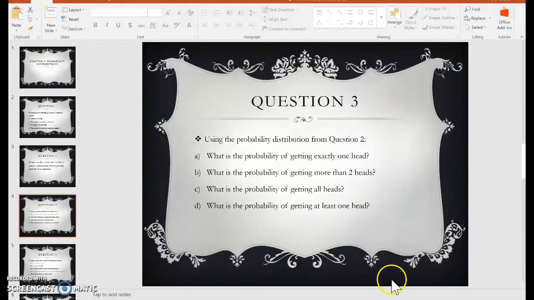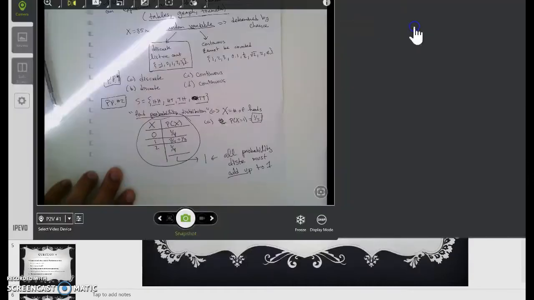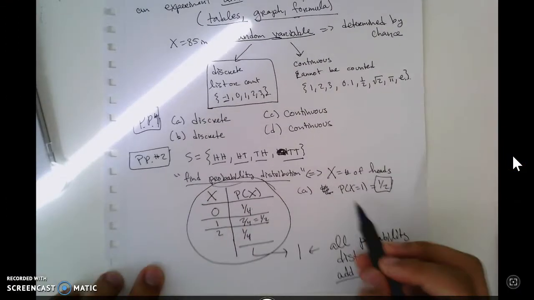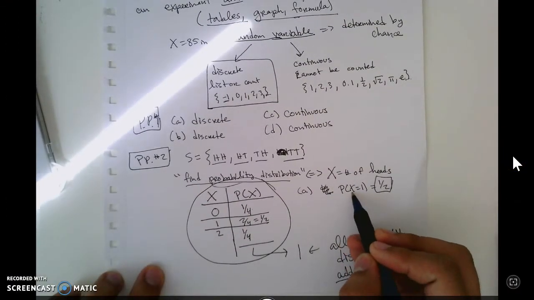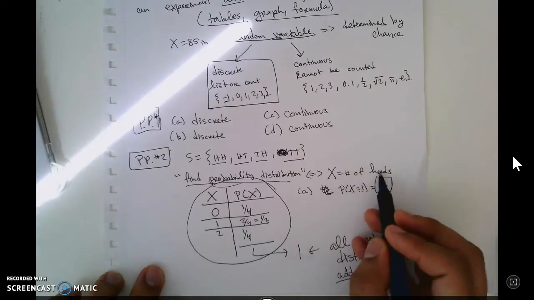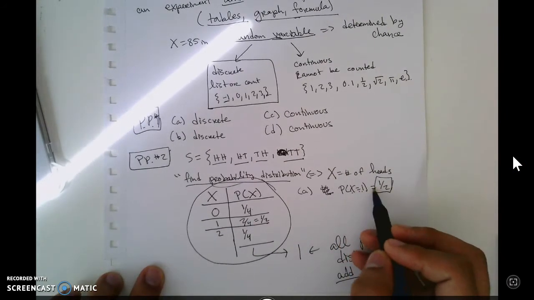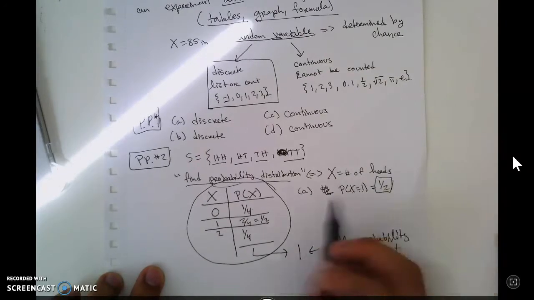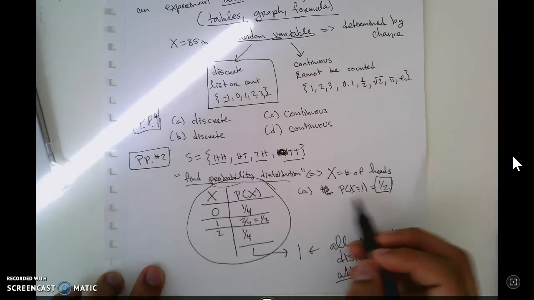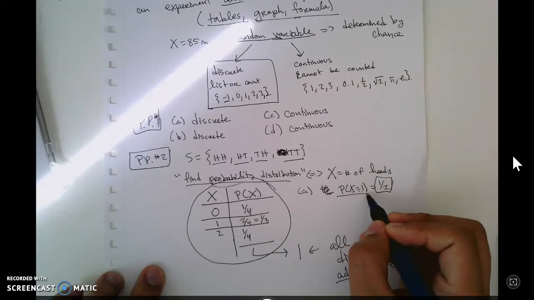Okay, and this is what we call probability notation. So here it is. I want you to write it like this: probability of X equaling 1, because X was the number of heads. X equals 1 is going to be 1/2. That's how I want you guys to go ahead and write it. Probability notation. This is going to be helpful when we start talking about binomial.